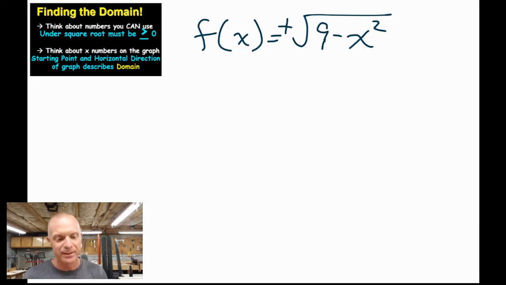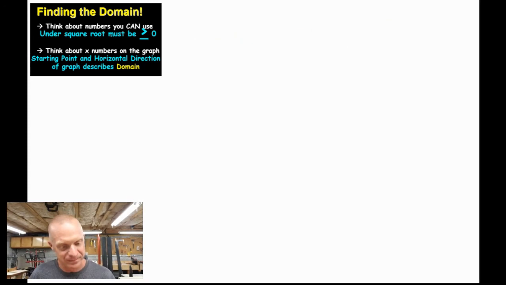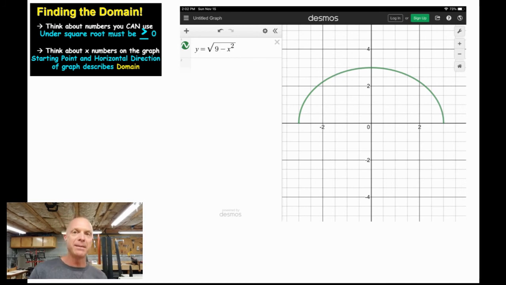Whoops. Not the right graph. Let me skip forward here. There we go. The square root of 9 minus x squared. You actually end up with a semicircle. You end up with half a circle.